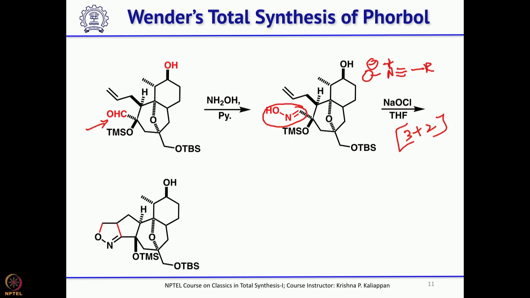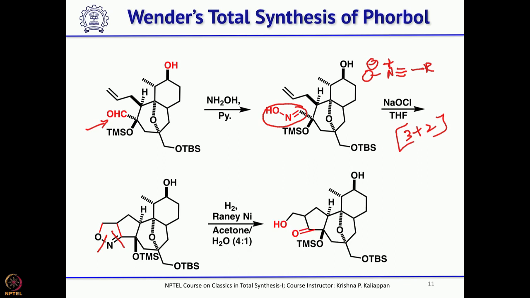Okay. When you get this, you have to cleave this N-O bond as well as hydrolyze the C=N double bond. Both can be done in one step under hydrogenolysis condition. Hydrogenolysis condition, the N-O bond can be cleaved, and under the same condition, if you use water and acetone, the imine, the double bond C=NH which is formed, that can be cleaved to get the corresponding ketone. Okay. So if you look at this, that is how the next 5-membered ring was made.